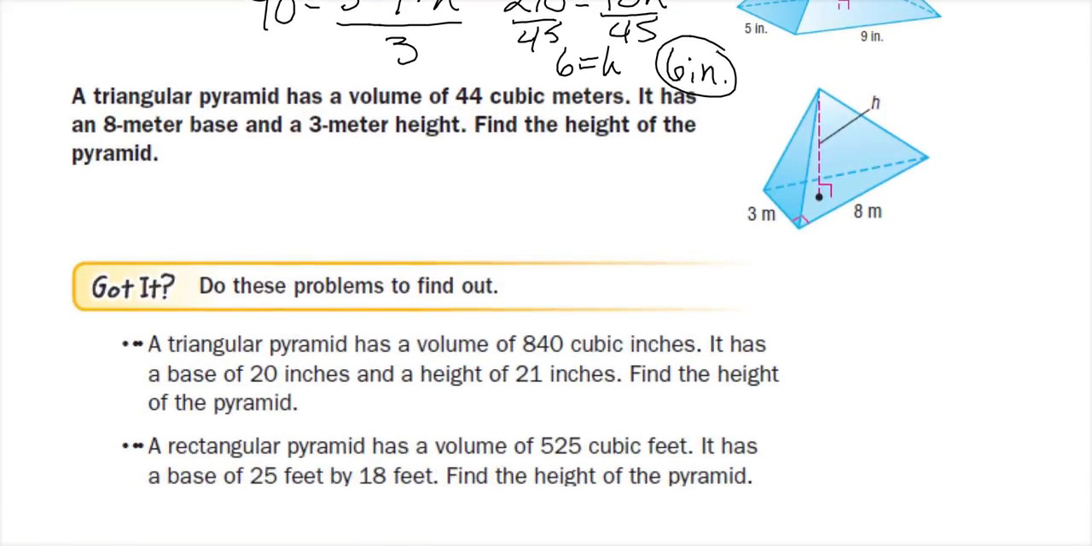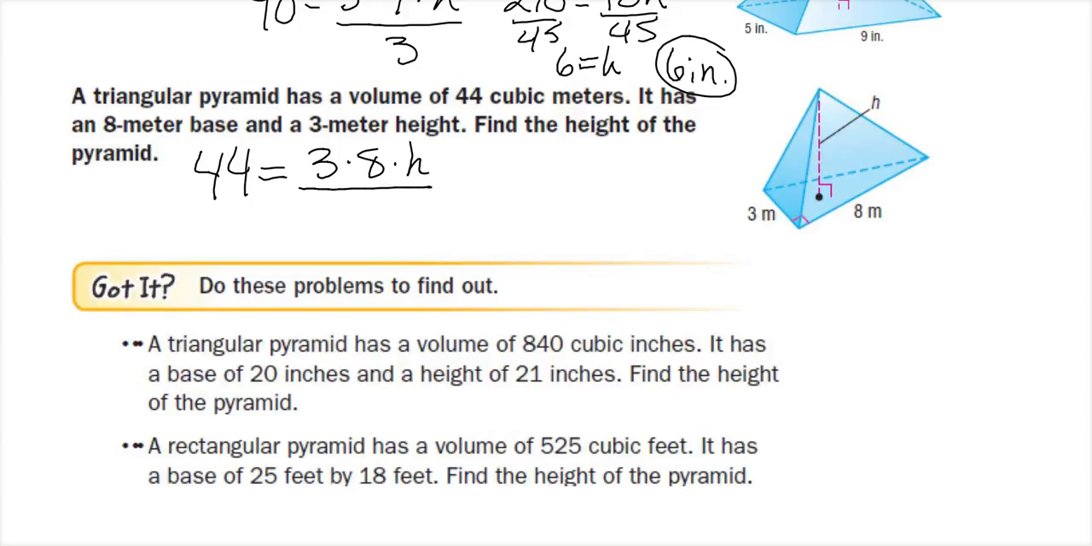It says a triangular pyramid has a volume of 44 cubic meters. It has an 8-meter base and a 3-meter height. Find the height of the pyramid. All right, so for this one, it is a triangular one. It already told us that the volume was 44. And then I'm going to have my 3 and 8 and my h.